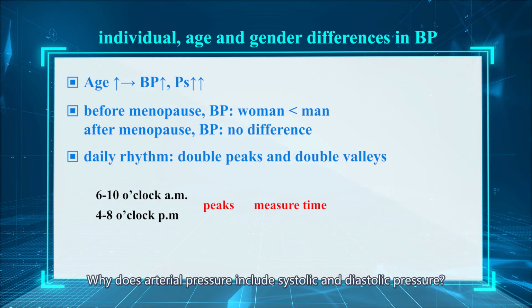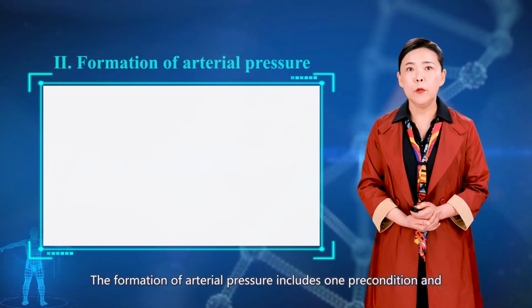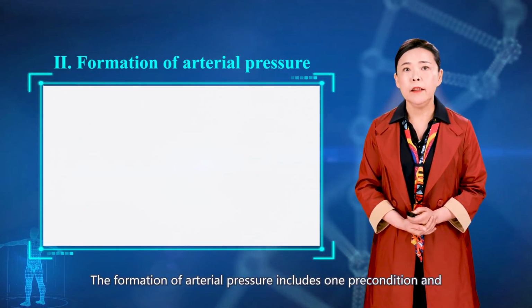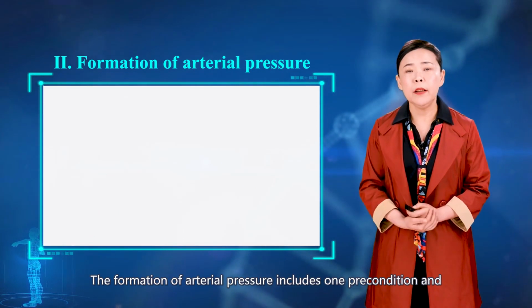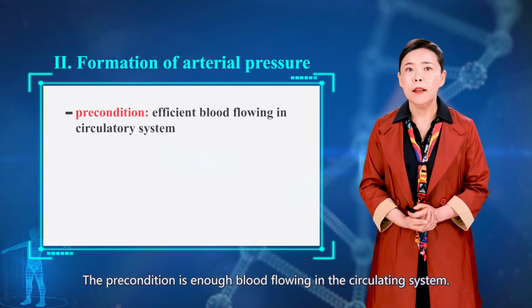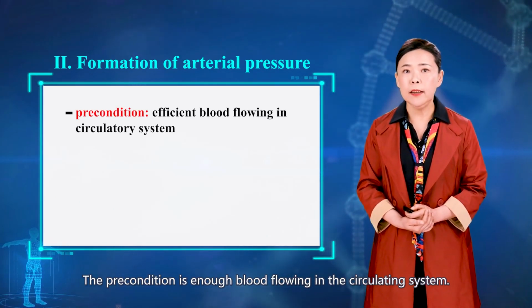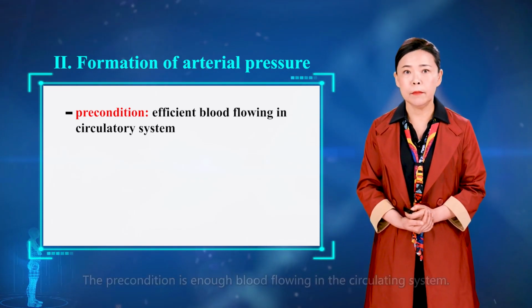Why does arterial pressure include systolic pressure and diastolic pressure? How does it form? The formation of arterial pressure includes 1 precondition and 3 main factors. The precondition is enough blood flowing in circulating system.